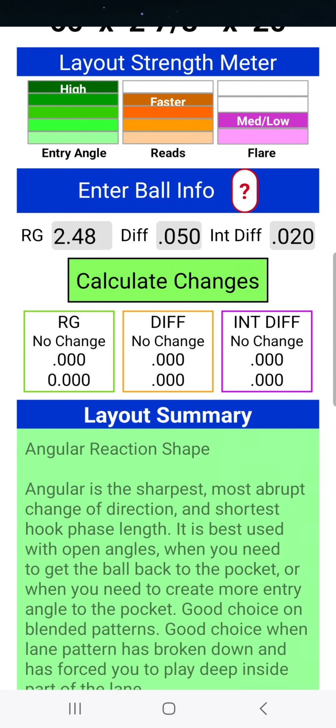If I calculate the changes, then it should tell me if there's a change in the drilling numbers of the drilled ball, I think. That's what that means. Yep, so the RG has decreased slightly, the differential has increased slightly, and the intermediate diff has also increased. So yeah, that's some useful information.